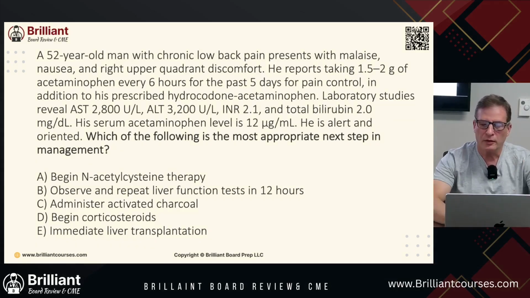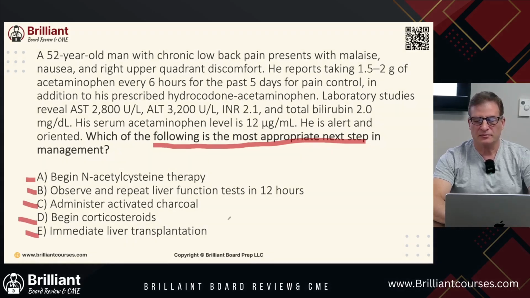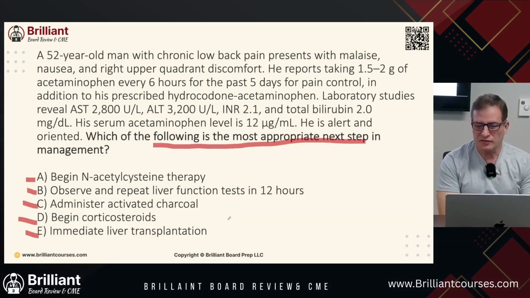All right, let's go with one of our famous questions. We're going to look right here. Let's go to the answer first. What is the most appropriate next step in management? All right, begin. N-acetylcysteine. Observe and repeat liver function tests in 12 hours. Administer activated charcoal. Begin corticosteroids. Immediate liver transplant. All right, so you see if this question is fair or not.